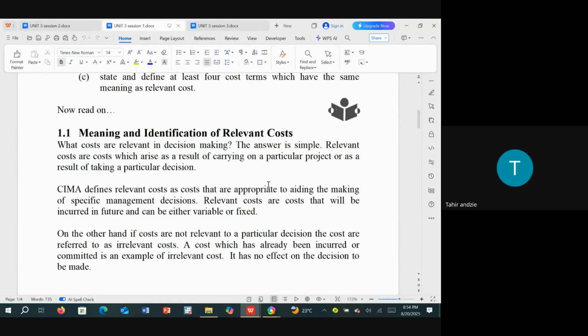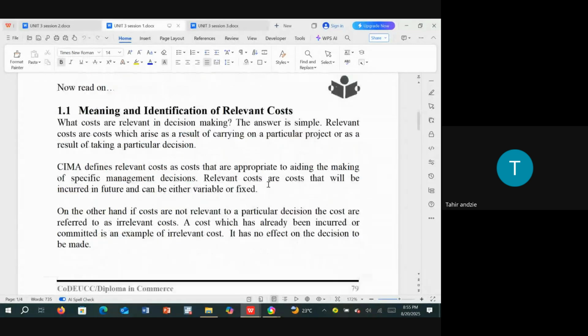A cost which has already been incurred or committed is an example of an irrelevant cost. A cost which has already been incurred and we have committed ourselves to it, whether we do something or not, we will have to pay it. Those are irrelevant costs. It has no effect on the decision to be made. Another example of an irrelevant cost is what we refer to as sunk costs. Sunk costs are costs that have already been incurred and cannot be recovered even if a decision is taken.